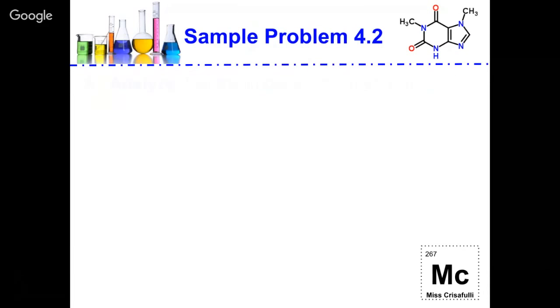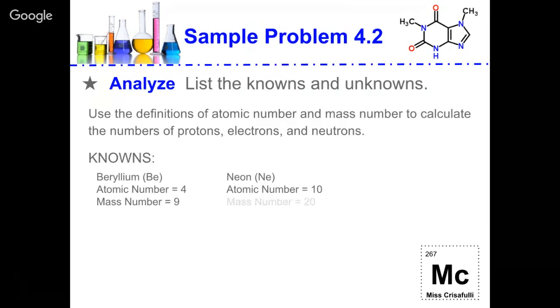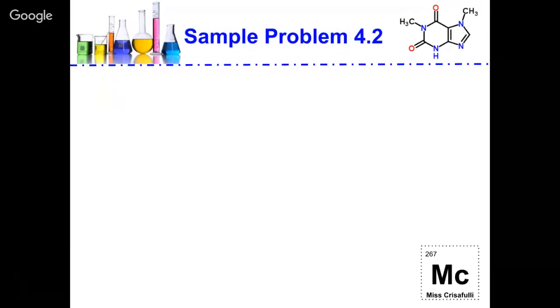First, we identify our knowns and our unknowns. We know that beryllium has an atomic number of 4 and a mass of 9. We know that neon has an atomic number of 10 and a mass of 20. We know that sodium has an atomic number of 11 and a mass of 23. What we don't know is how many protons, neutrons, and electrons are in these 3 elements. So let's look at this a little further.